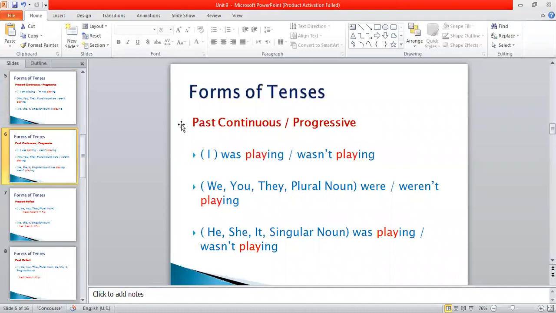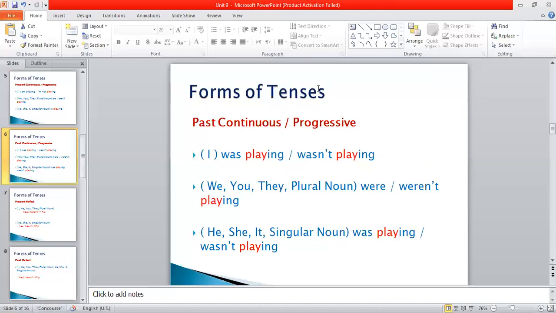Another tense is called the past continuous or past progressive. As you see, what is the difference between past continuous and past simple? Have you ever asked yourself that question before? The past simple, we know that something happened in the past and already finished. The past continuous, a verb which happened in the past, but it continued for a period of time in the past.